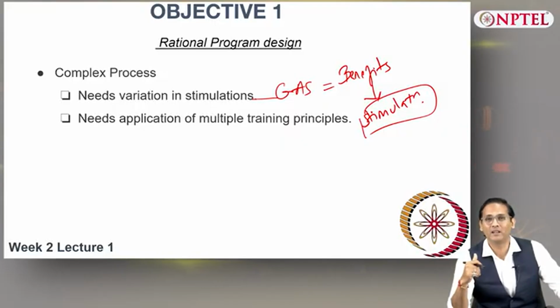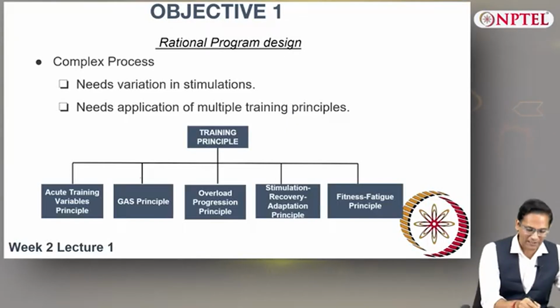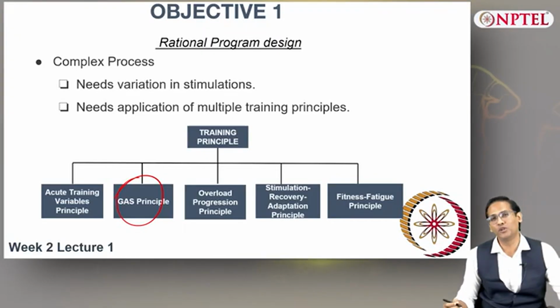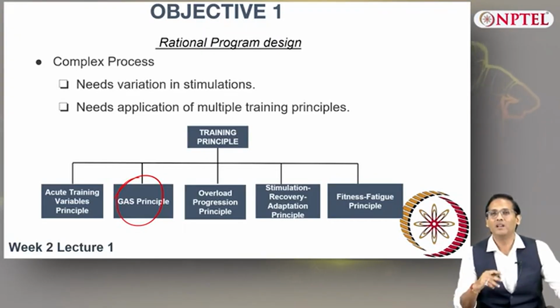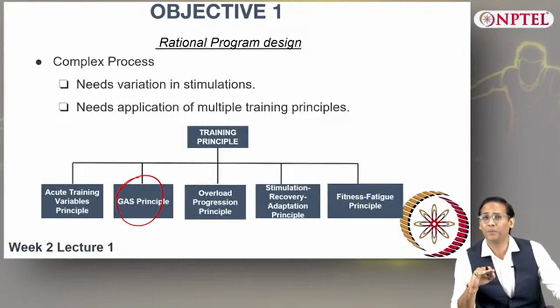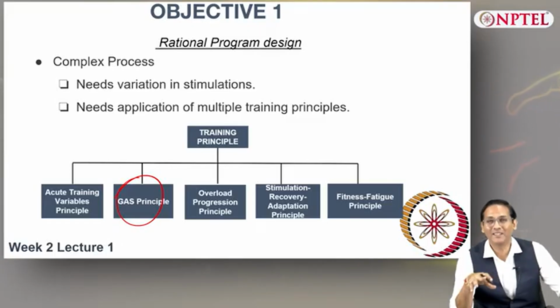The second reason why the process is complex is it requires application of multiple training principles. These are a few training principles. As I mentioned, GAS is one of them. Acute training principles, overload principle, stimulation, recovery, adaptation principles. These principles ensure that the stimulation that you give guarantees adaptation per workout, per week, per month, so that the results are consistent and you do not experience plateau.